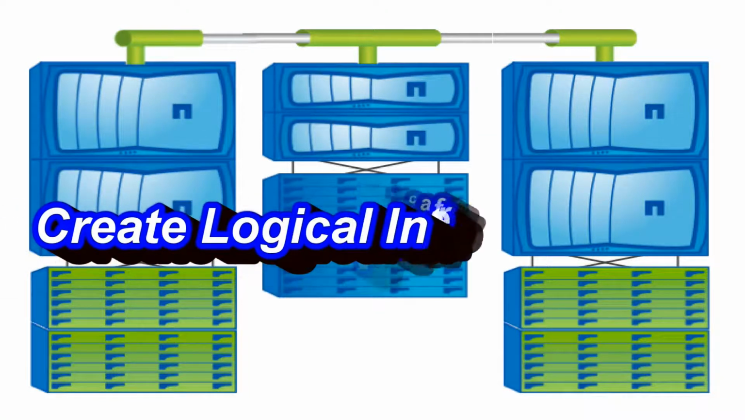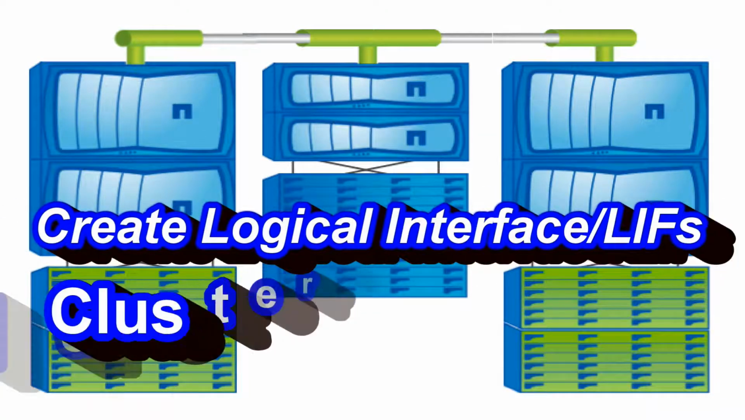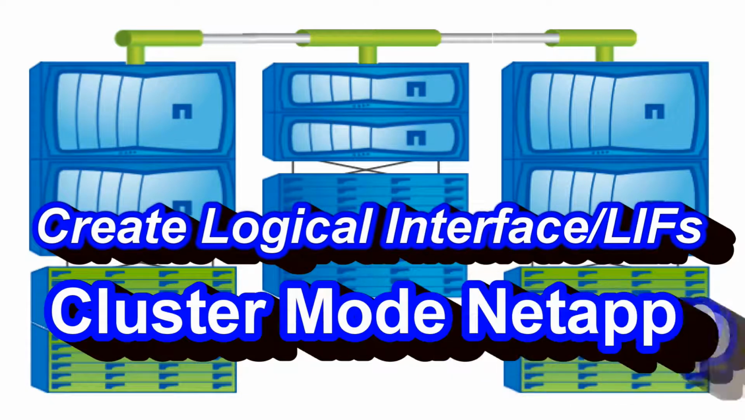Hello guys, today we will see how to create a logical interface, that is a LIF, in cluster mode NetApp. A LIF represents a network access point to a node in the cluster. So this LIF, as its name suggests, is a logical interface which will be created over a physical media, and an IP address will be associated to it, and with the help of the IP address the cluster will send or receive communication over the network.